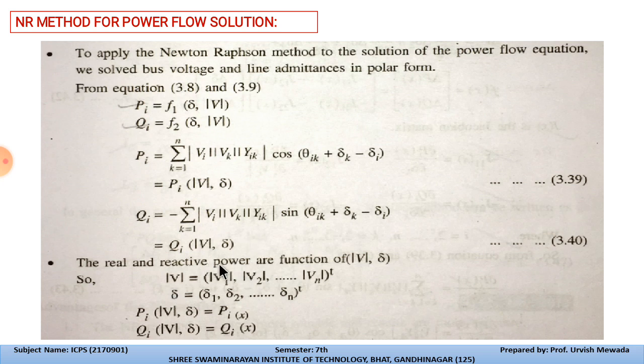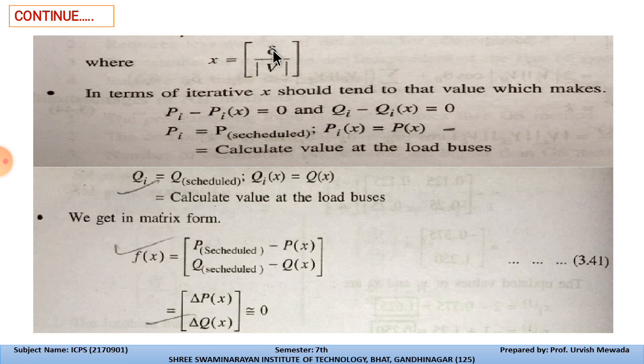Now the real and reactive power are functions of mod V and delta. So mod V is equal to V1, V2 up to Vn, the voltages of the respective buses, and delta is delta 1, delta 2 up to delta n, raised to t. So this is the phase angle of the respective buses. Now Pi is a function of mod V, delta, so Pi of x, and Qi is a function of mod V, delta, so Qi of x. Now in this, x is equal to delta by mod V. So this is the equation to determine x.